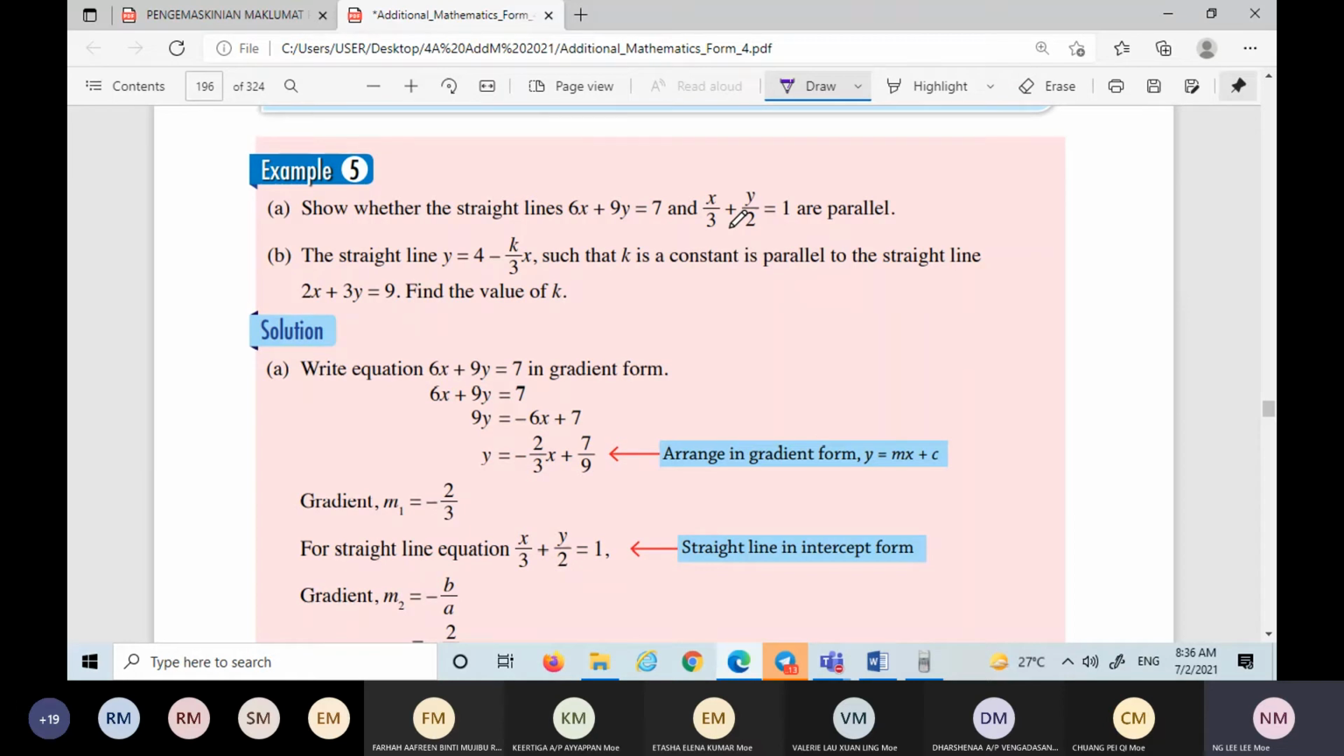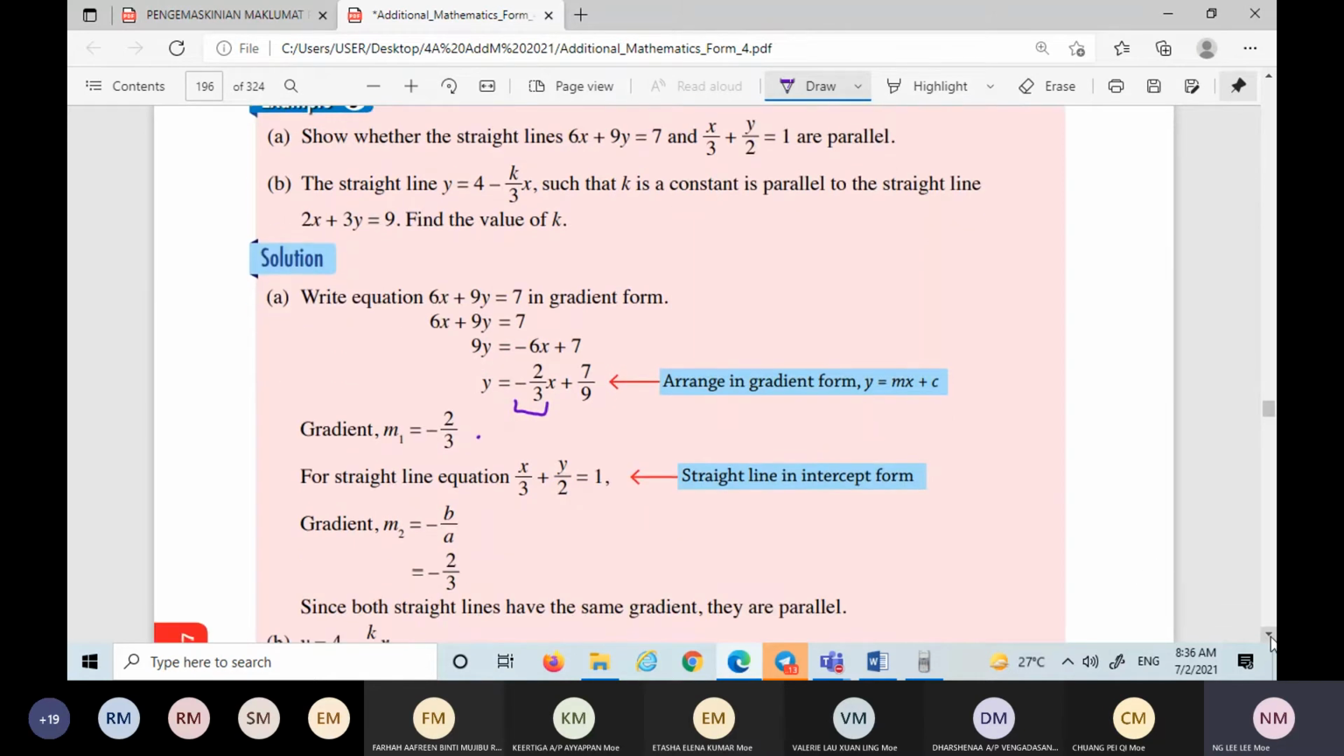If not, you can do other ways, but for the first one, I prefer to rearrange into gradient form, y equals mx plus c. So we start. The 6x moves to the right hand side, so it becomes -6x. Then because y equals mx plus c, the 9 I don't want, so divide every term by 9, and you will get this. Therefore the gradient, the m here, is -2/3. This is the gradient for the first equation.